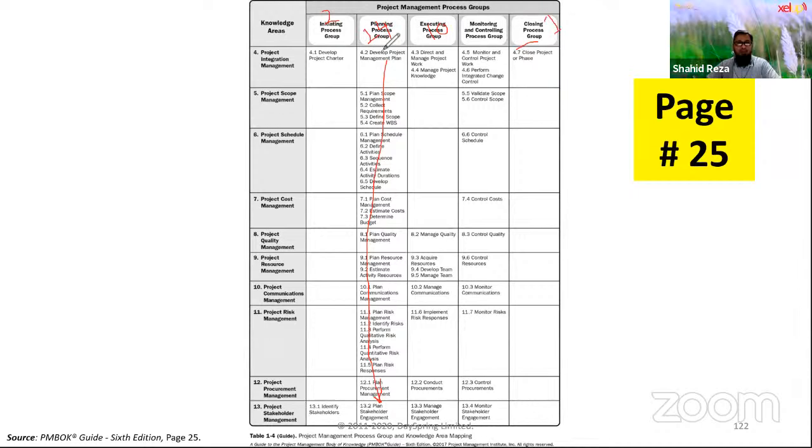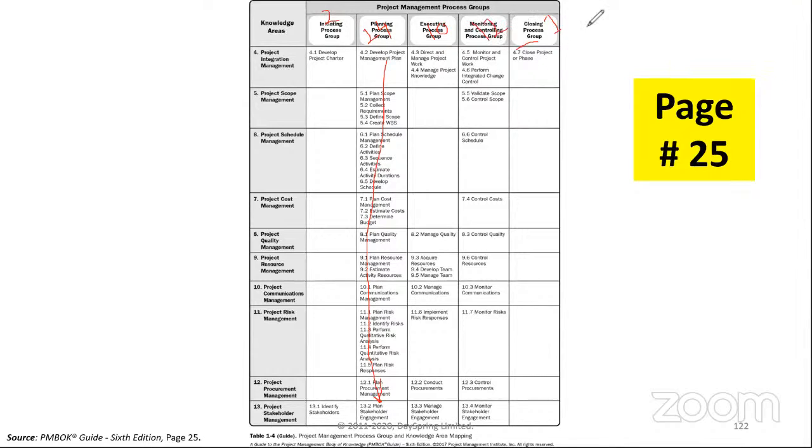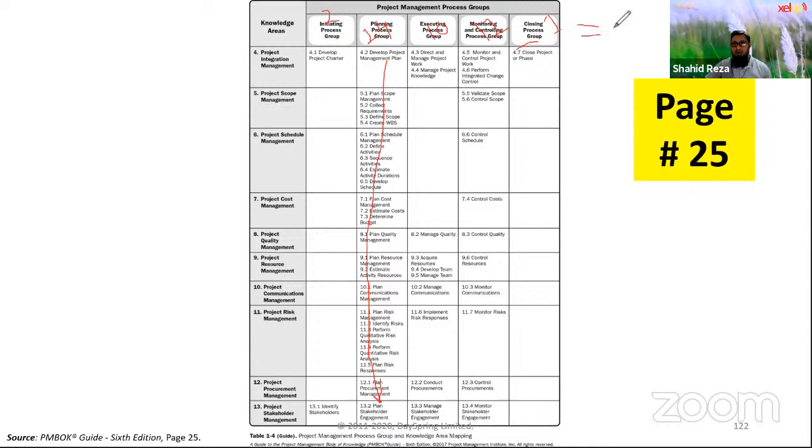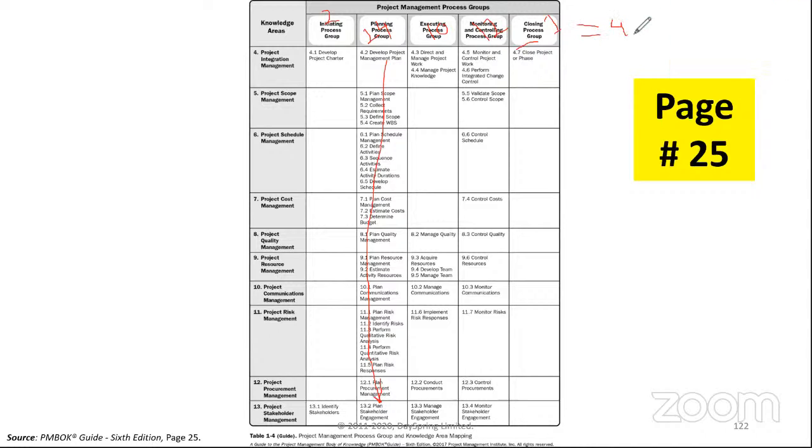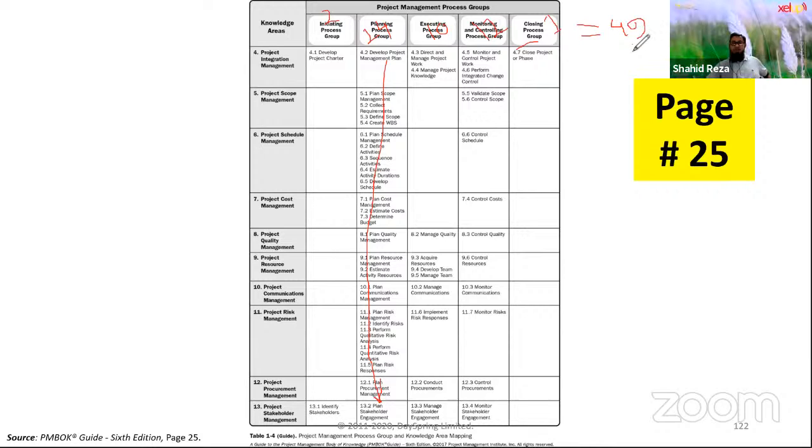So how many? 24, 2, 26, 36, 37. So in the monitoring process group, there will be 12 processes. If you add up all, what will you get? 49 processes. All right. So this is clear, no?